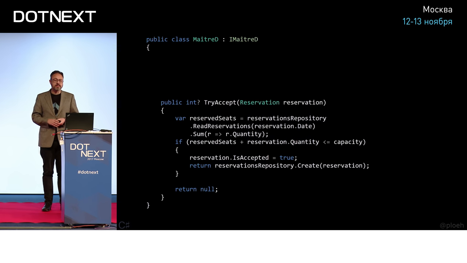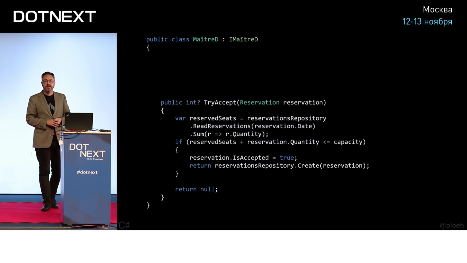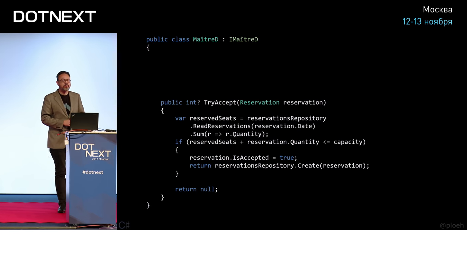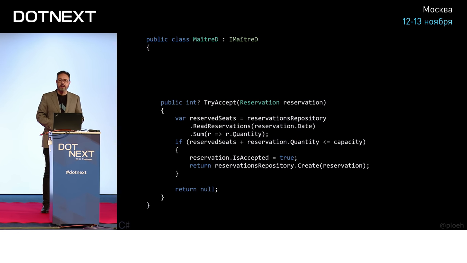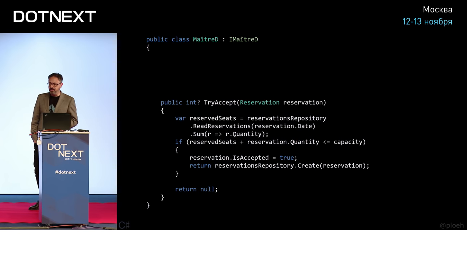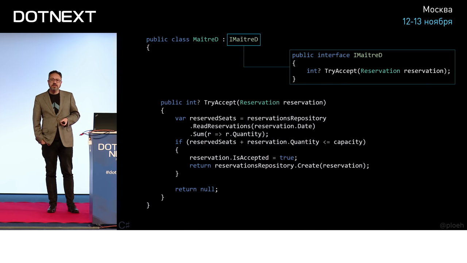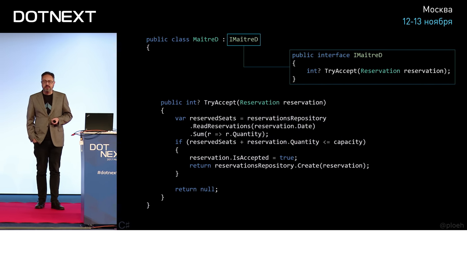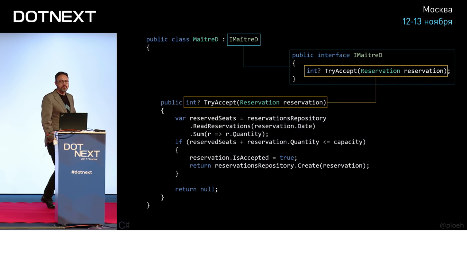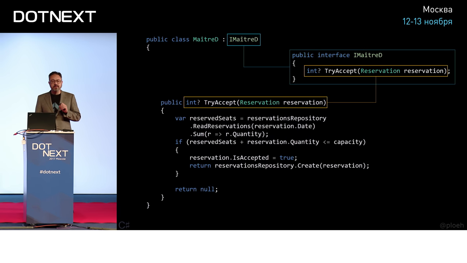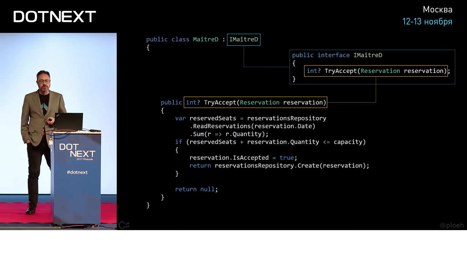Again, we have dependencies here. We have at least this repository that we're trying to interact with. So again, you might wonder, can we just add that repository as an extra method argument? Because that's what Rune Bjarnason says we can do. Unfortunately, that doesn't really seem to work, because maitre d' needs to implement this interface called imaitre d', and imaitre d' defines a method called tryAccept that has to have this particular signature. The signature doesn't allow us to add more arguments to the method. If we tried to add the repository as an extra argument, it wouldn't compile.